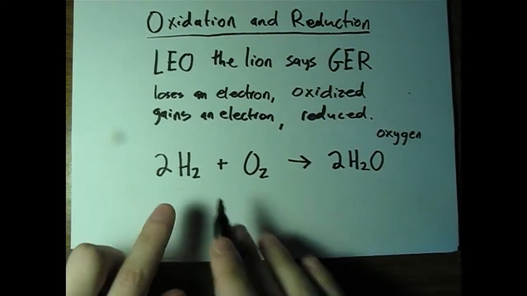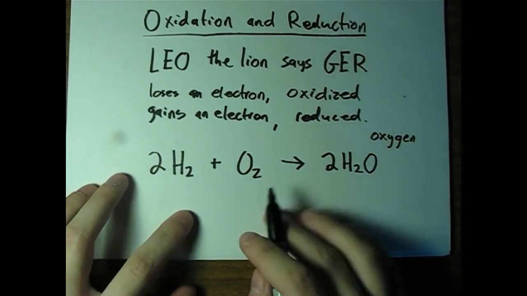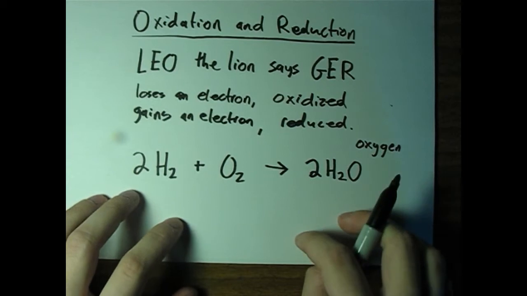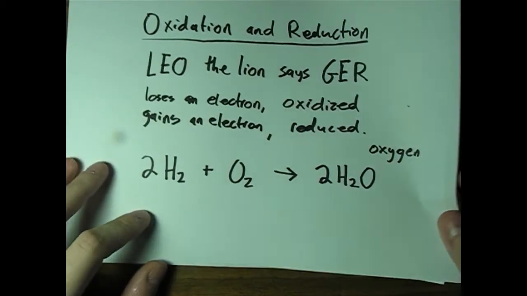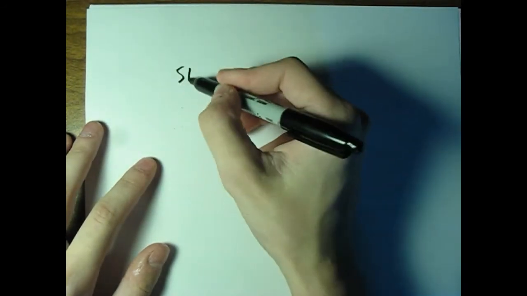So yeah, this transfer of electrons is actually what releases energy. That's where the energy in the combustion chamber actually comes from. Anyway, let's move on and start talking about stoichiometry.